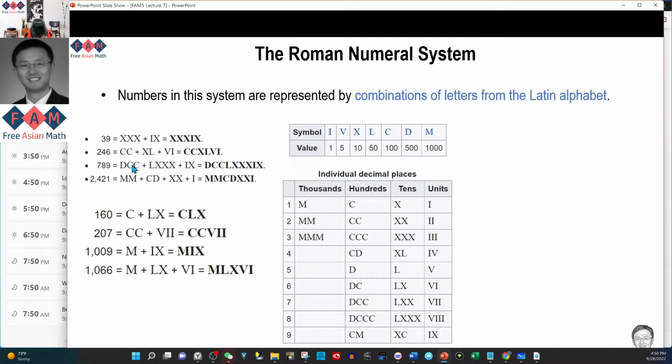How about 2,421? Well, you have 2M, here M is 1,000. Then CD, that's 400 right here. Then 20 here, and finally 1. So it represents MMCDXXI. Are you already just kind of totally lost? I guess I am. I have no idea how to track this system.